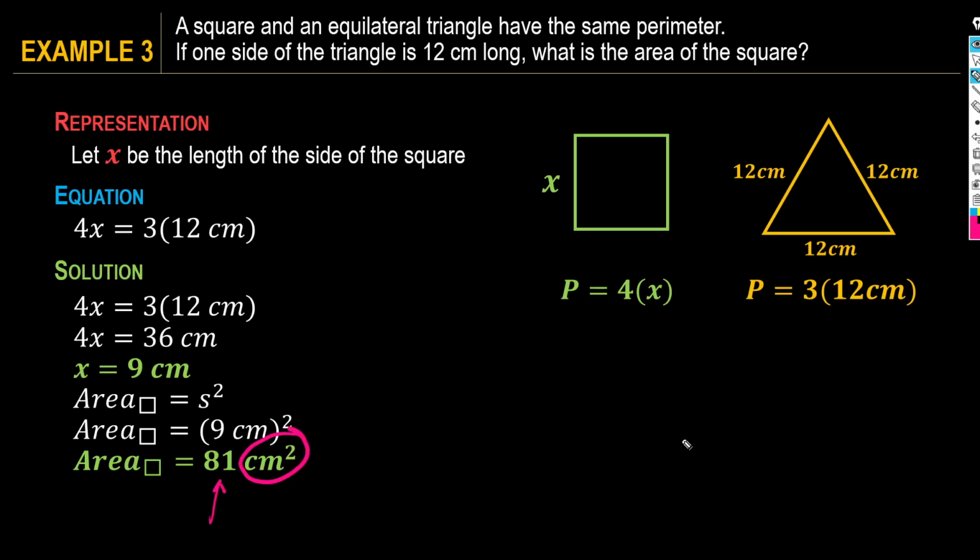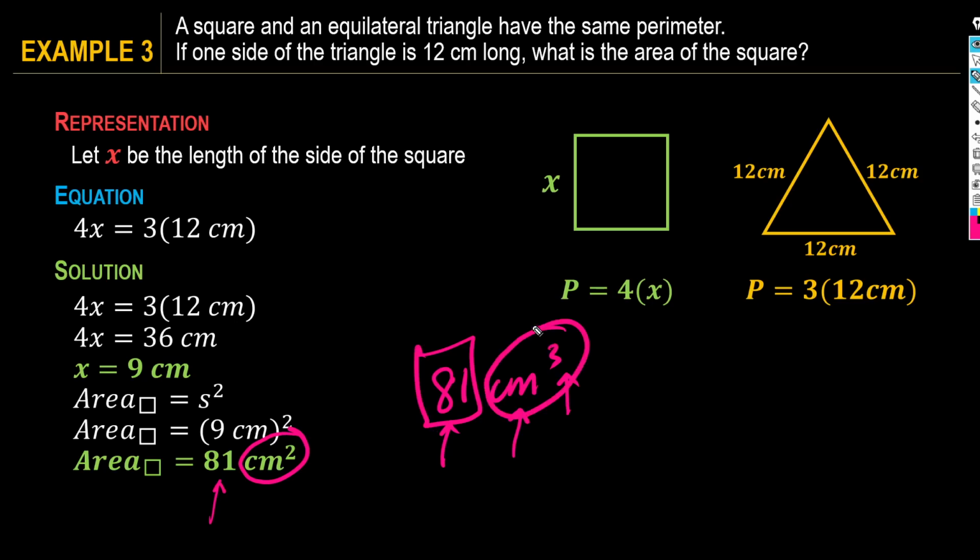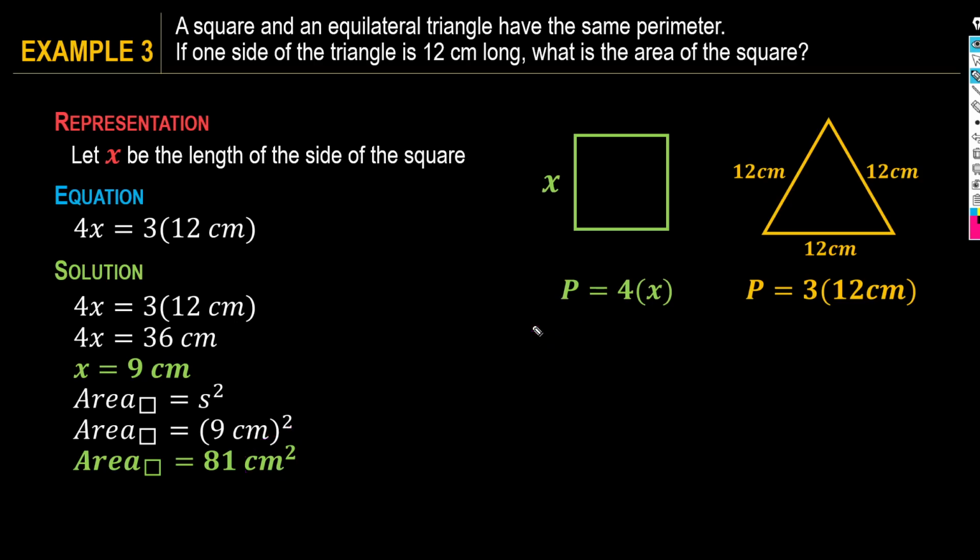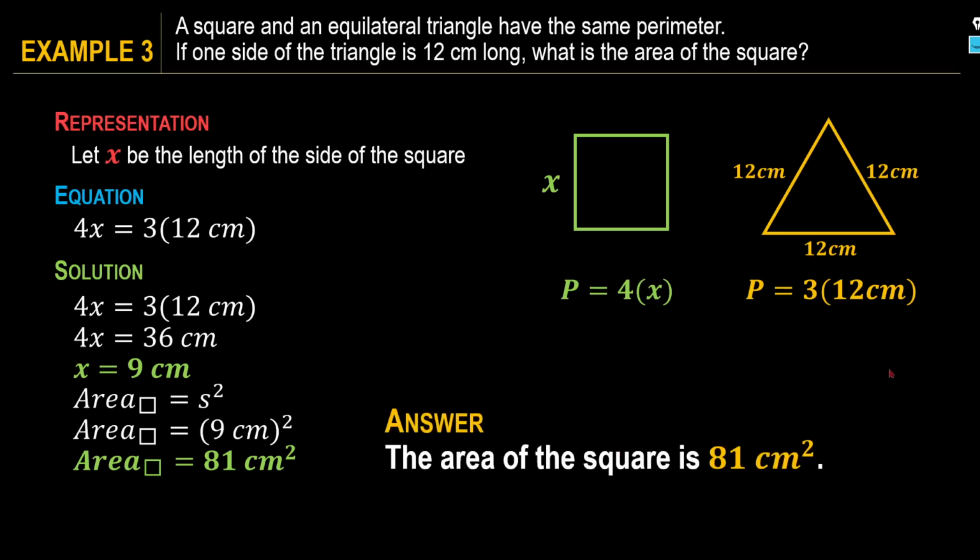When you get to grade 8, we're talking about volume instead of area. Let's say you have 81 and then this symbol. You do not read it as 81 centimeters cubed. Your teachers will scold you. You read it as 81 cubic centimeters. Okay? Remember that, for next year. So, our final answer here, therefore, is the area of the square is 81. Again, the correct reading is 81 square centimeters.